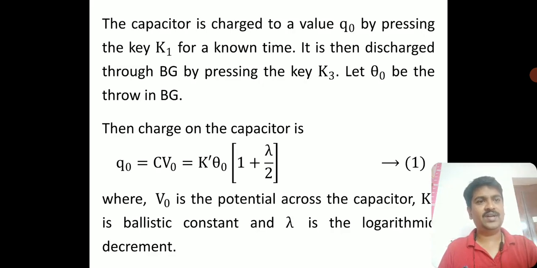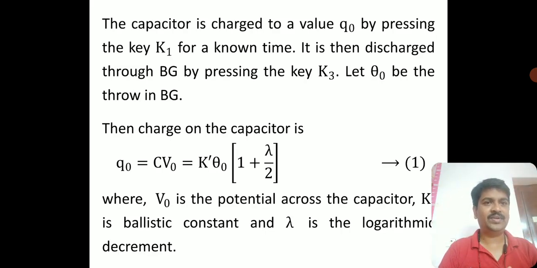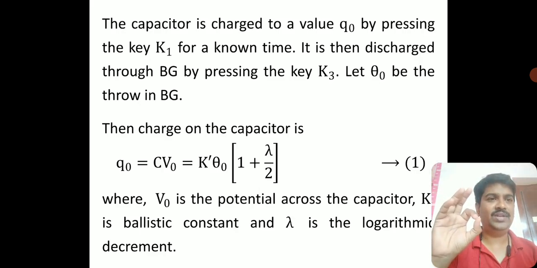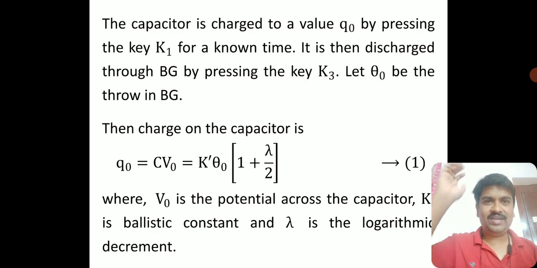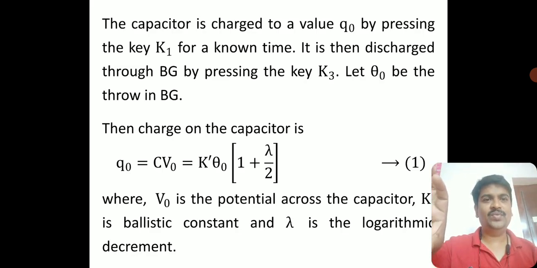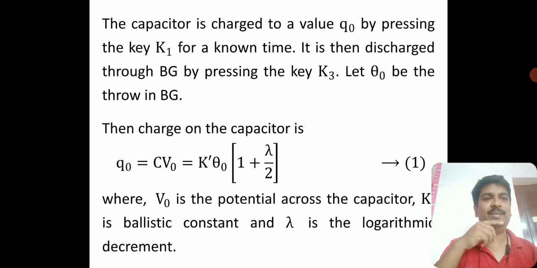Theta naught is the throw in the BG when the capacitor is fully charged and then discharged through the BG. Okay, so note down the value of theta naught. We know that the charge on the capacitor Q is equal to C into V. Q naught, you can say, is C into V naught. So we have an equation for the charge Q equal to K dash theta naught into (1 plus lambda by 2). But this is absolutely a new equation I am writing this time.